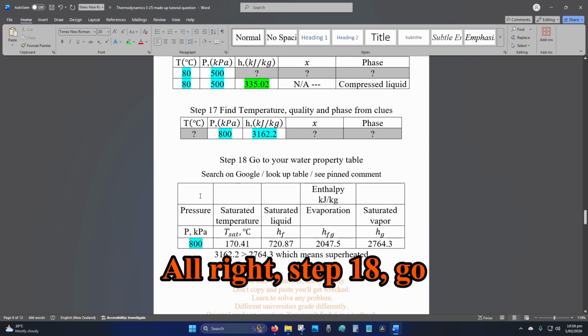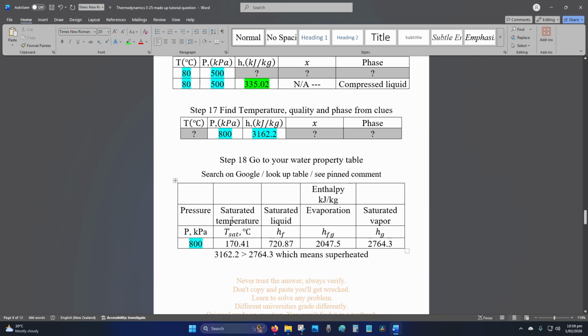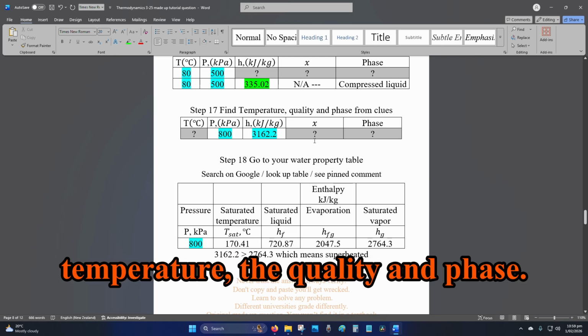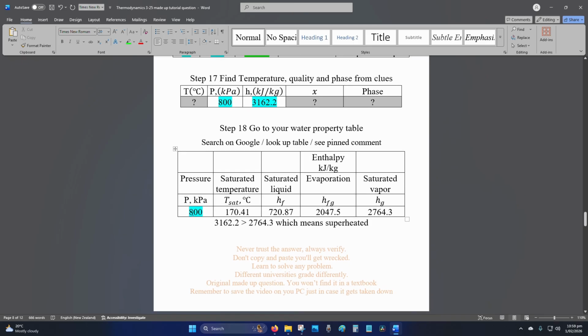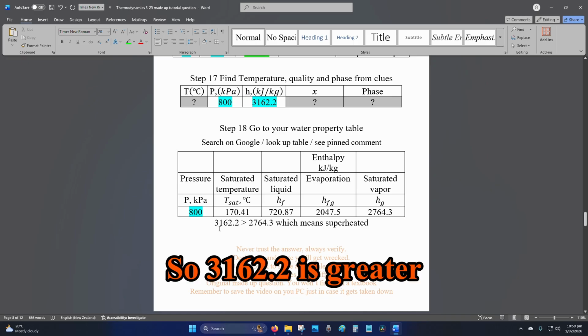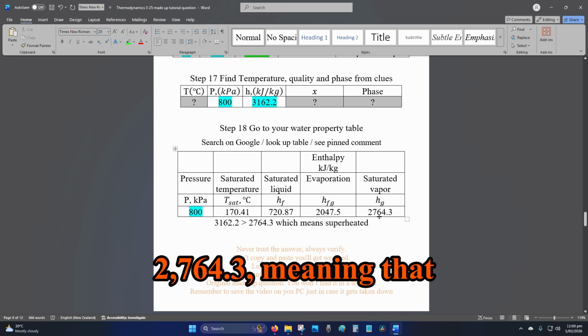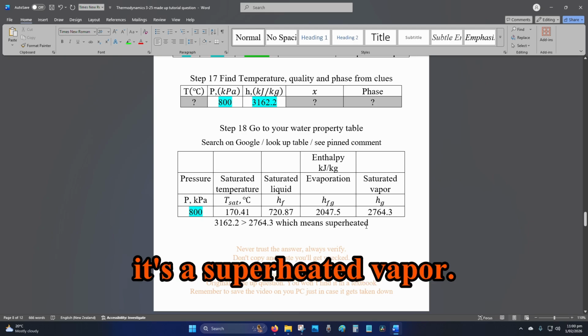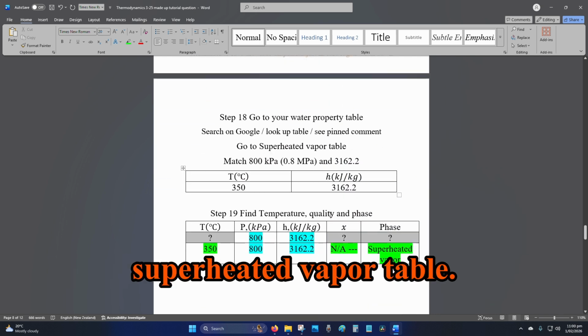Alright, step 18, go to your pressure table because they give you the pressure. We want to find the temperature, the quality, and phase. So go to your pressure table, check your enthalpy. So 3162.2 is greater than your saturated vapor, 2764.3, meaning that it's a superheated vapor. So that means step 18, we go to the superheated vapor table.